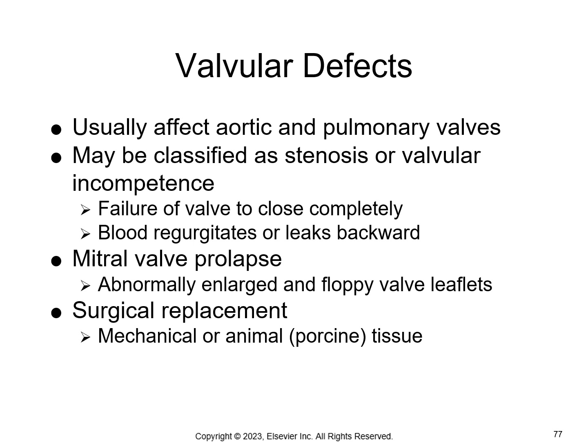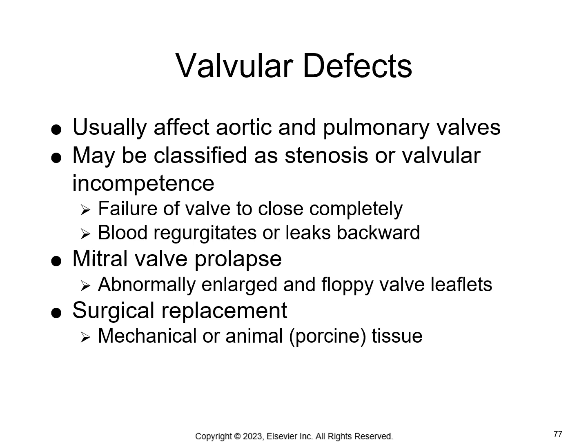Next, we're talking about valve defects. Malformations most commonly affect the aortic and the pulmonary valve, and these problems can be classified as stenosis, which is narrowing of the valve, okay, restricting the forward flow of the blood, or valve incompetence, which is failure of the valve to close completely, which allows the blood to regurgitate or leak backward. Mitral valve or the bicuspid valve prolapse is a common occurrence. Here we have an abnormally enlarged and floppy valve leaflet, and it causes the blood to regurgitate.